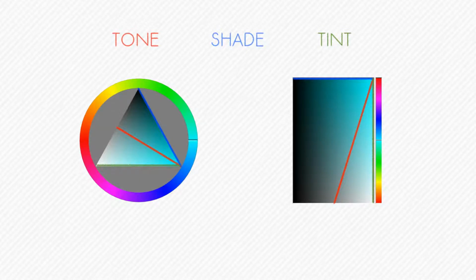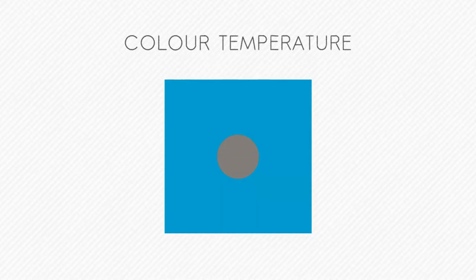The last thing that's important to talk about here is temperature. Colour temperature refers to the visual warmth or coldness of a colour relative to the colours around it. Temperature really is relative as well. We can see here the grey in the middle appears to be on the warm side against the blue square, but when we change the square to red, the exact same grey feels cold. So that sort of explains it.